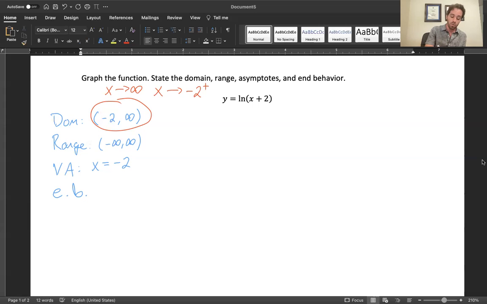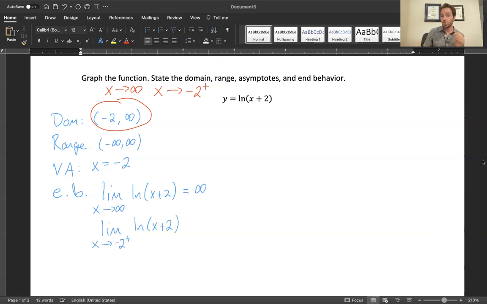With this in mind, we can state the end behavior. Limit as x goes to infinity of this function, ln of x plus 2. Well, think about it. Log of a number that gets bigger and bigger and bigger, there's no limit to this growth. So that's the side where it goes to infinity. And then the limit as x goes to, oops, not +2, goes to -2 from the right-hand side.